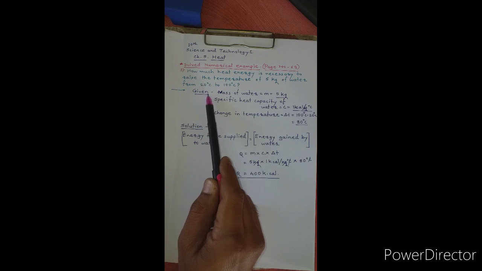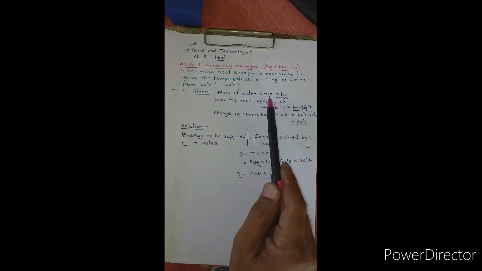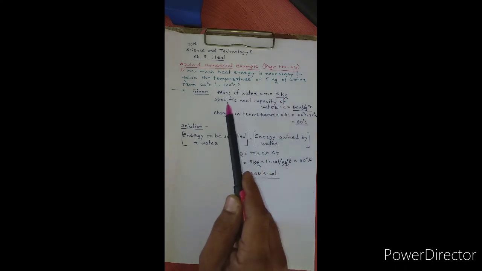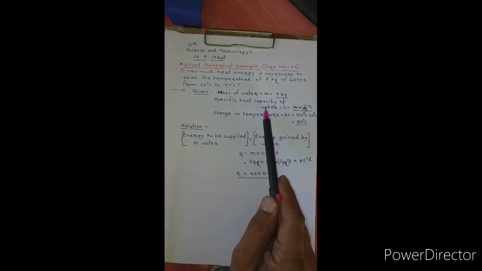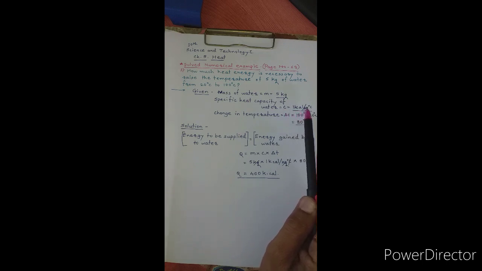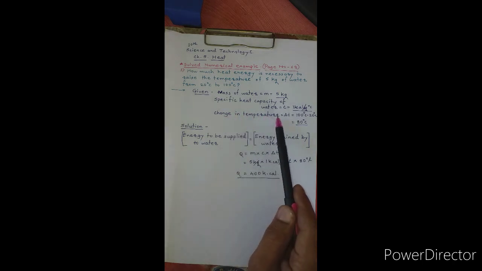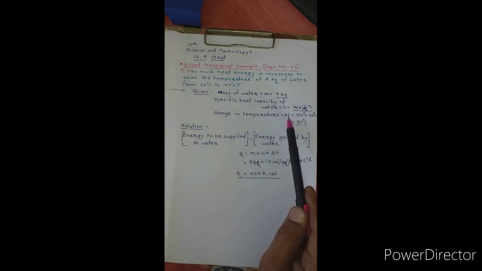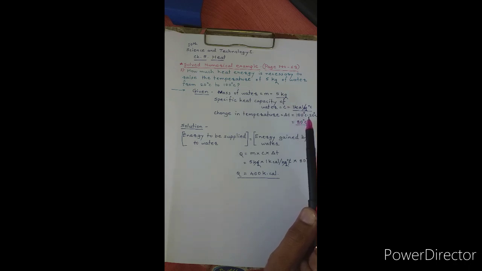Now the given data is: mass of water, that is M, is equal to 5 kilograms. Specific heat capacity of water, that is small c, is equal to 1 kilocalorie per kilogram degree Celsius. Change in temperature, that is delta T, is from 20 degrees Celsius to 100 degrees Celsius. That means the change is 100 degrees Celsius minus 20 degrees Celsius, which will be equal to 80 degrees Celsius.